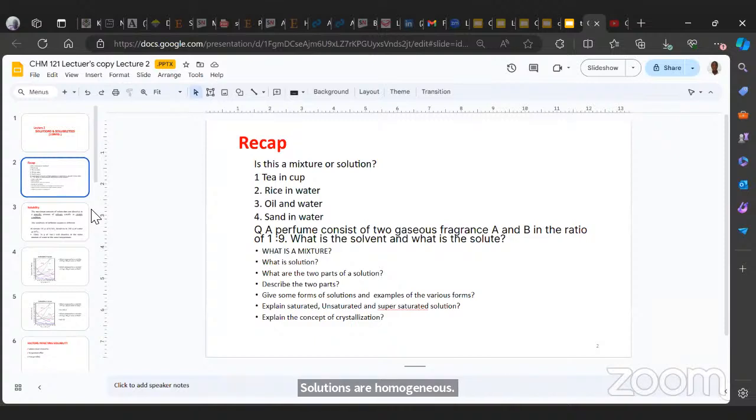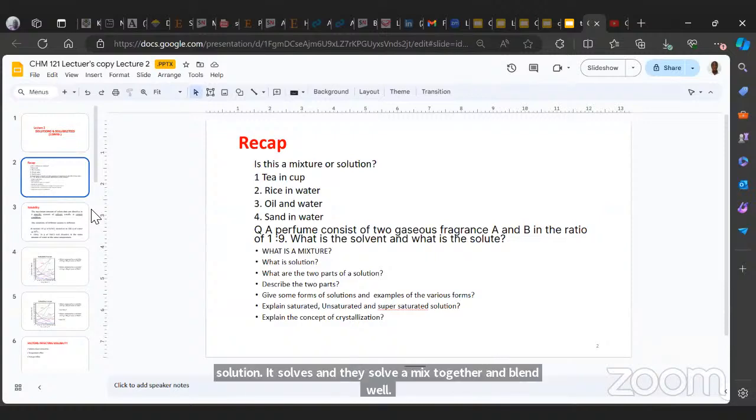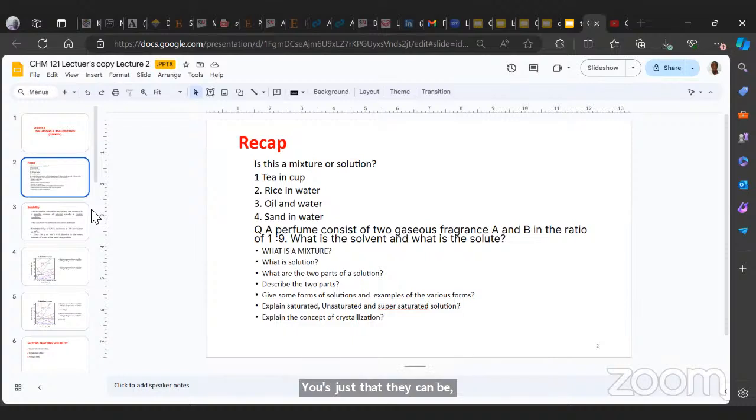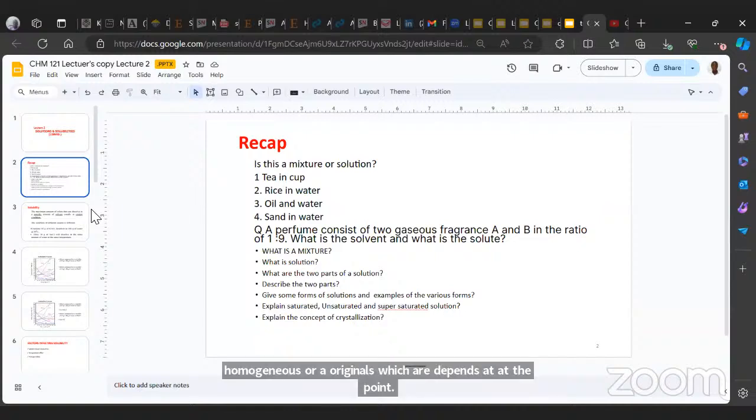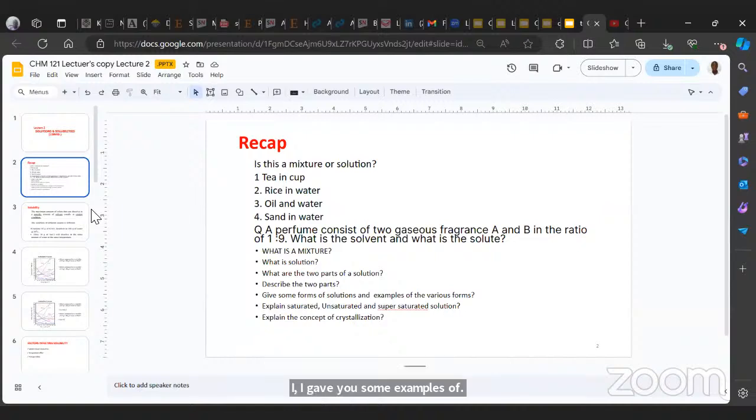Heterogeneous mixtures are also mixtures, but they are not in the same phase. They don't blend with each other. In a solution, the solute and the solvent mix together and blend well. It's just that the blending is physical. It can be separated using one or two of the separation techniques. Sand in water is a heterogeneous mixture. Oil in water, if you've blended it well, may be a homogeneous or heterogeneous mixture, depending on the point. And I gave you some examples of water and fragrance mixed together in that ratio.